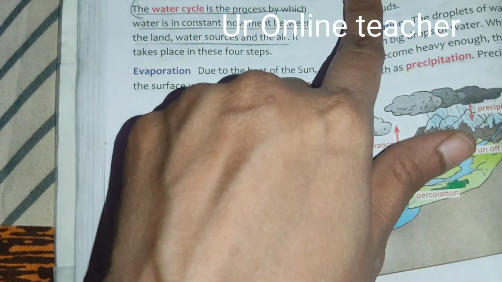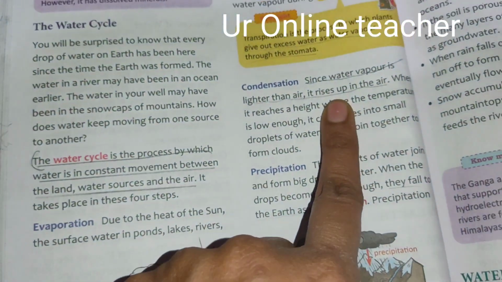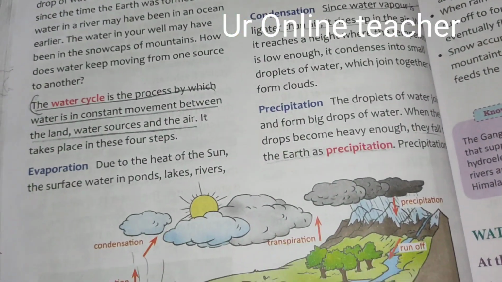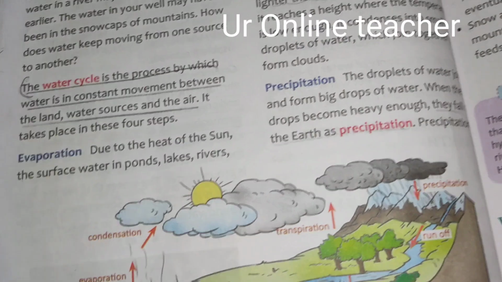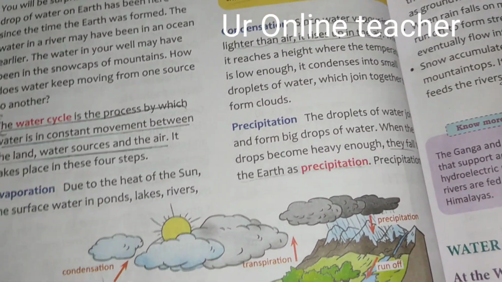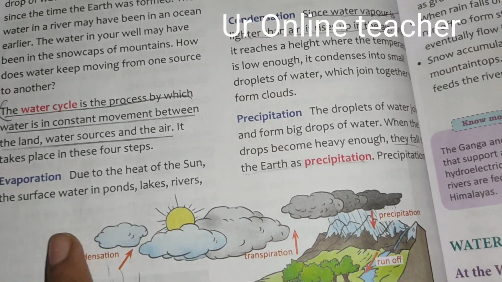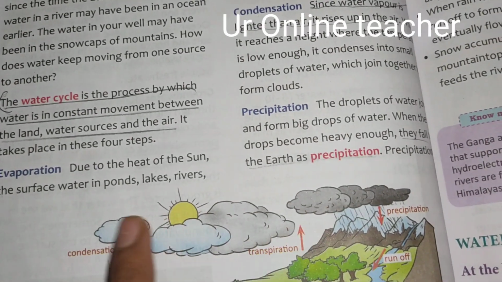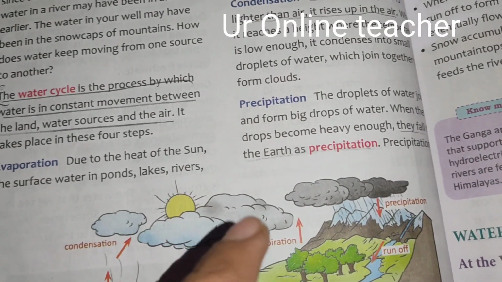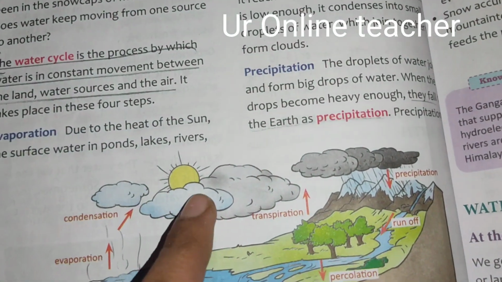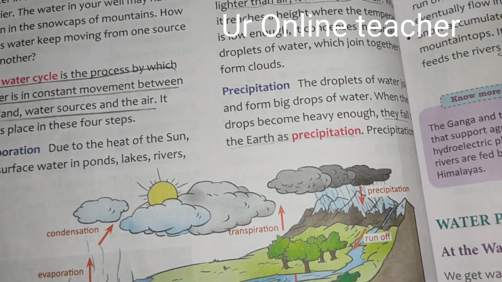Then what happens? Condensation next. Since water vapor is very light, lighter than air, it rises up in the air. It reaches a height where the temperature is very low, and it condenses into small droplets of water which join together to form clouds.